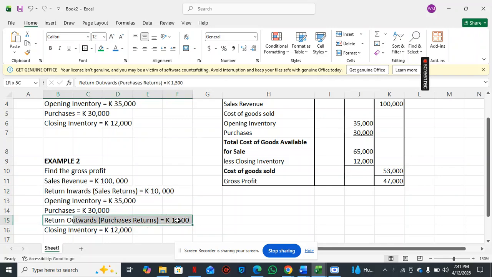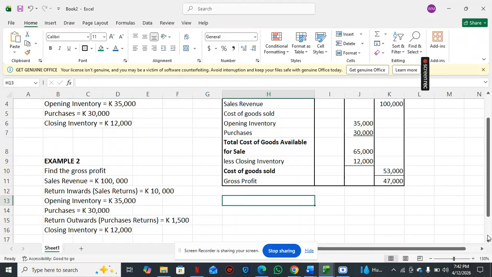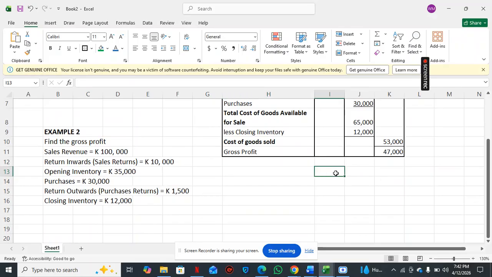And we have also introduced return outwards, or purchases returns. This is when you return goods back to your supplier because probably they were destroyed, damaged, or the wrong goods. So the return outwards reduces your purchases expense, because if you paid a certain amount for those goods and you've returned some of them, it means you need to be refunded your money. So when you're refunded, your purchases expense has to drop. So we're going to use the same format of the trading account, three columns here.